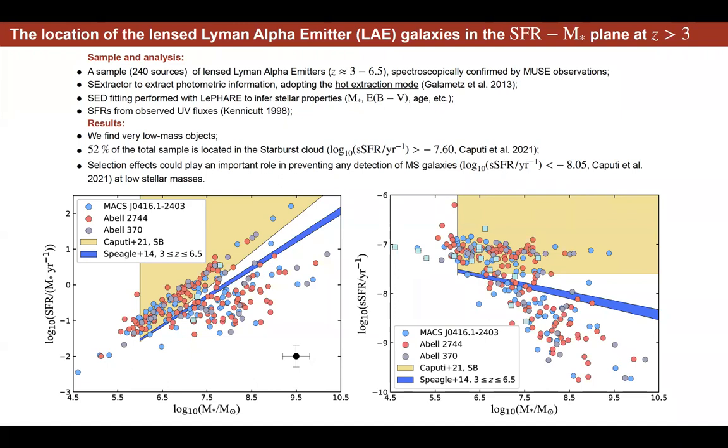Lyman alpha emitter galaxies are very young star-forming galaxies characterized by a prominent Lyman alpha emission line, which is useful in the context of cosmology at very high redshift.